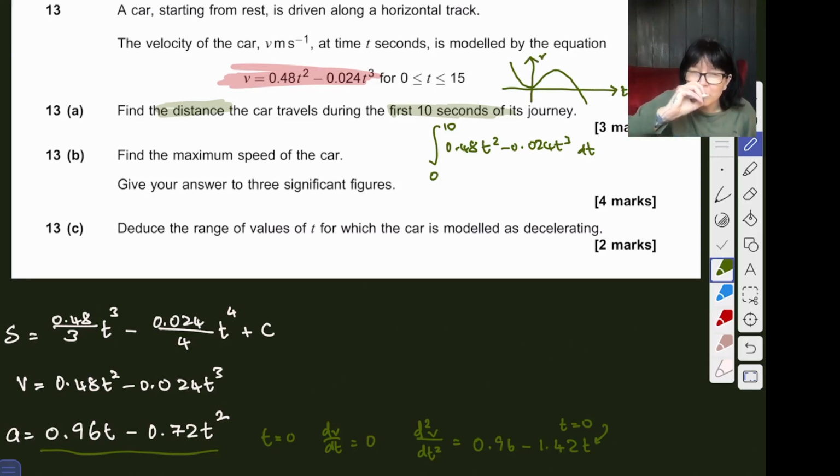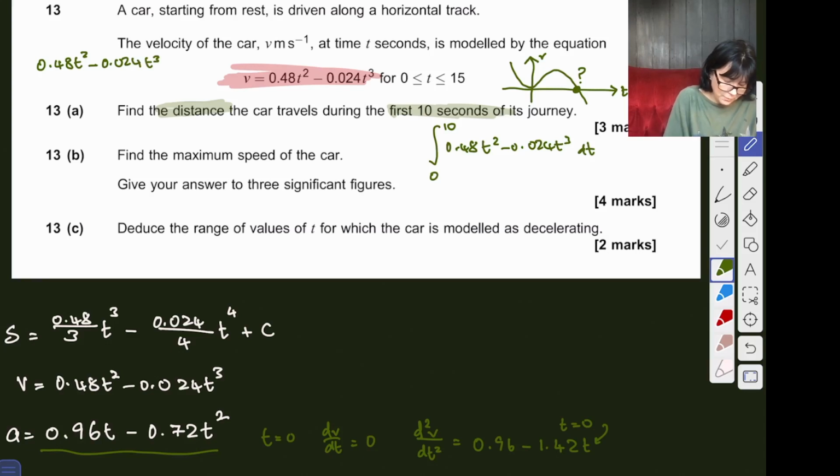Now, where am I going from? 0 to 10. Is that going to tip past that point where it goes down there? Because if so, I need to split this integral up. So now I need to know, what is this point? Okay, when is v 0? So I've got 0.48 t squared minus 0.024 t cubed. I'll pull out the t squared. 0.48 minus 0.024 t. Okay, when is that 0? When t is 0, I already knew that one. And when t is 0.48 divided by 0.024.